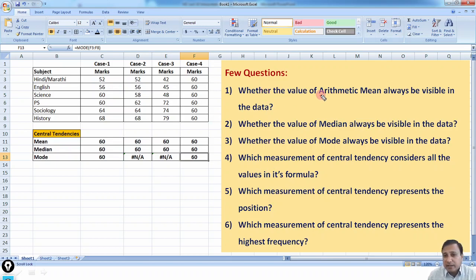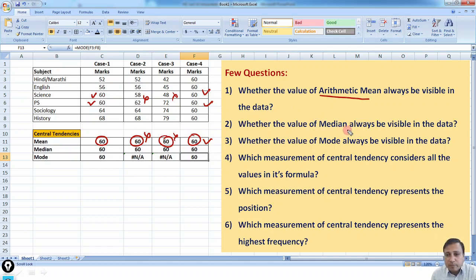Whether the value of arithmetic mean will always be visible in the data? This 60, it is visible here. This 60 is not visible here. This 60, again it is not visible. This 60, it is visible there. Fine. So it is not necessary that your arithmetic mean is always visible in the data. It is not always necessary.